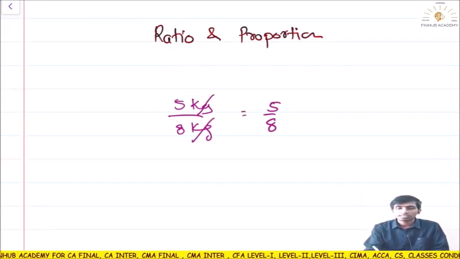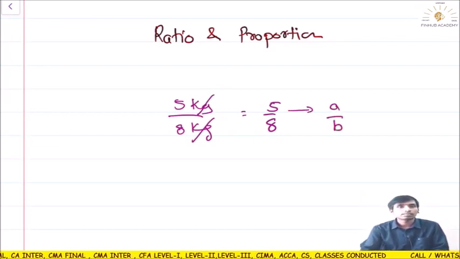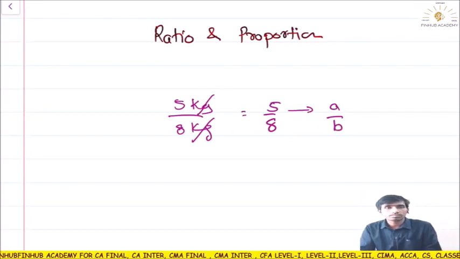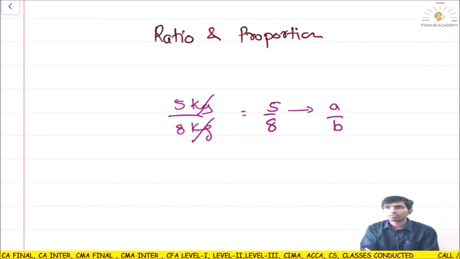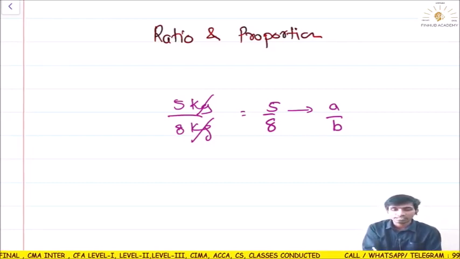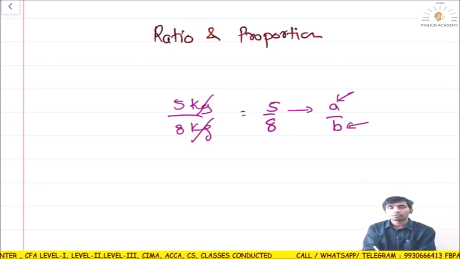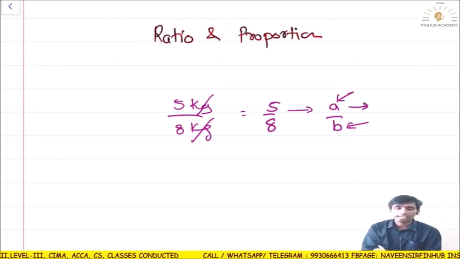Generally the fraction is a by b. This a by b, what I was saying, is of the same kind, meaning the units are the same. If this is in kg, this will also be in kg. It can't be of different units. Fine. This a is called the antecedent.